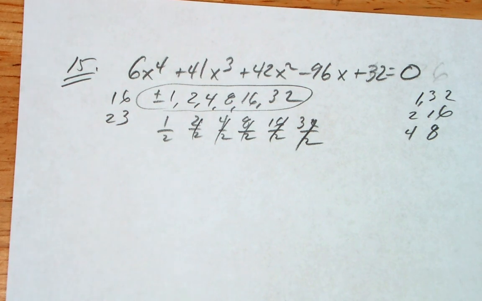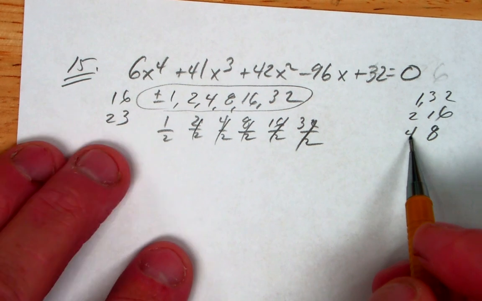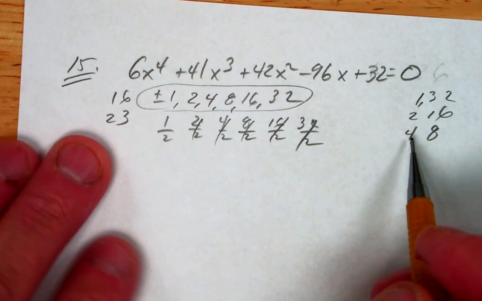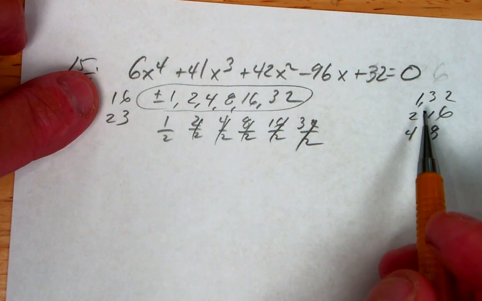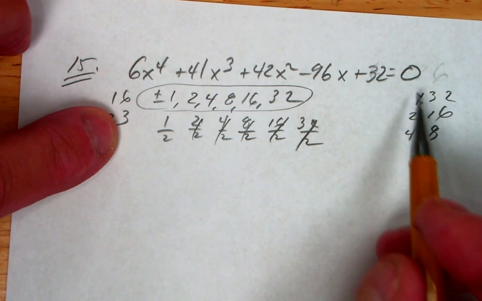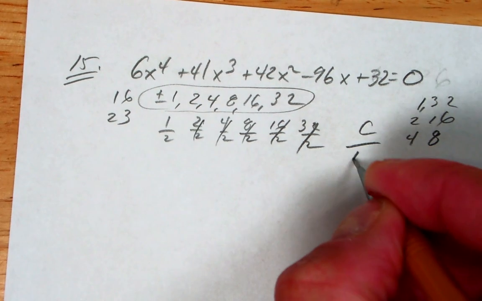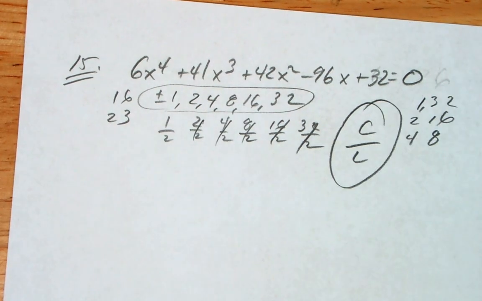And then your other options, I'm not going to take the time to list them all, but it'd be all of these over 3, all of these over 6. Okay? So there's a ton of them. Just remember, they have to be of the form C over L. C stands for constant. What of my constant? Factors of my constant. Okay?